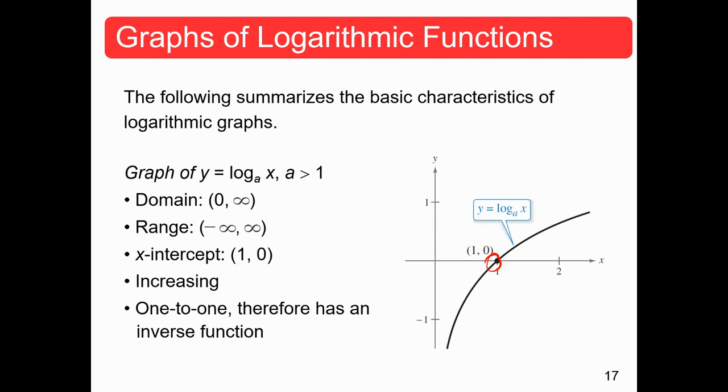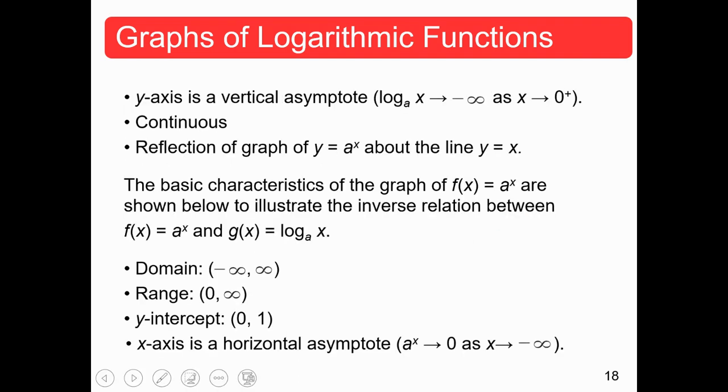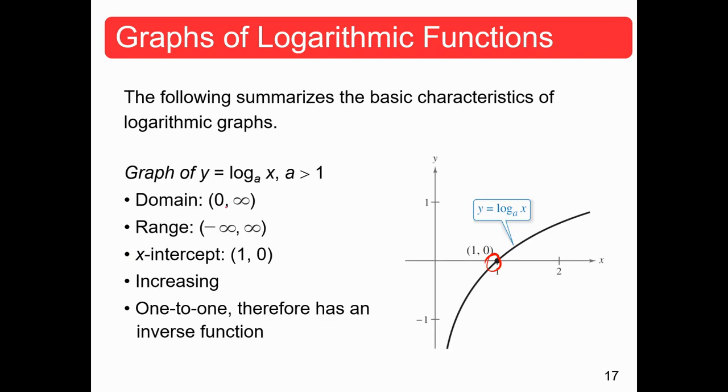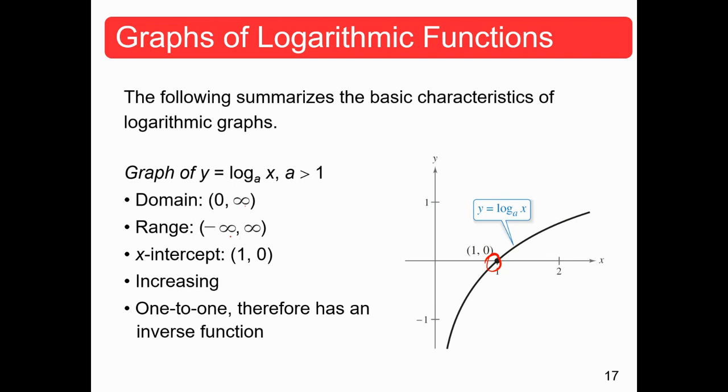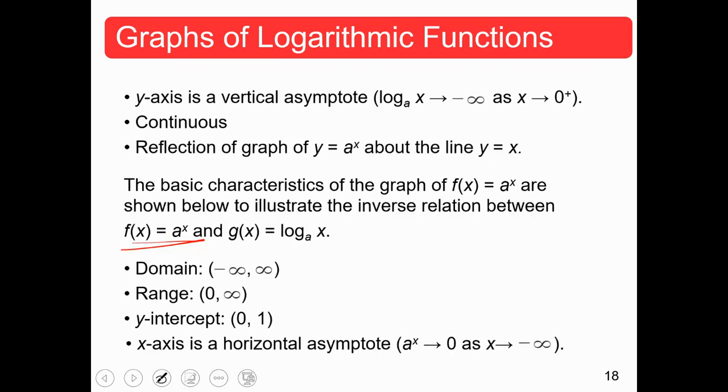Now notice, this is exactly the opposite of the exponential function. Here we had the domain of -infinity to infinity, but back there it was a domain of 0 to infinity. And then it switches in the range: 0 to infinity here, and back there we had -infinity to infinity. The intercept here was (1, 0). Well, guess what? The intercept in the other one is (0, 1). So as you can see, they're opposites of each other. They're definitely inverses of each other.